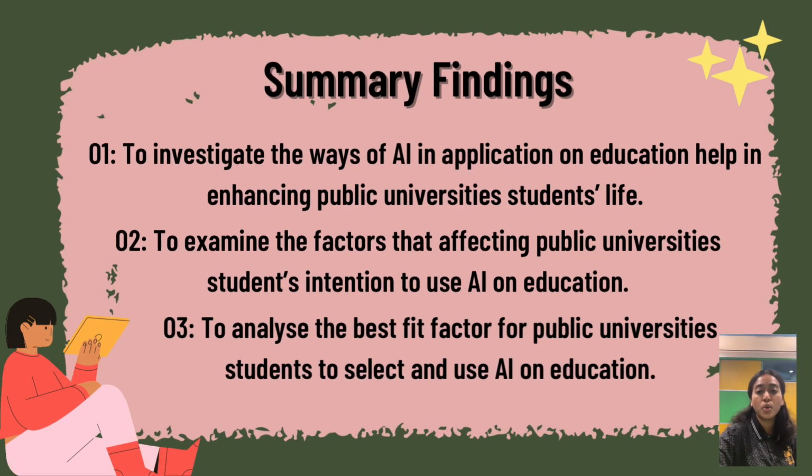Summary finding for objective 1. The goal of the study was successfully completed by examining the data using a descriptive analysis, which allowed the researcher to convey the findings using a more straightforward interpretation. There are 4 independent variables, such as perceived usefulness, perceived ease of use, perceived optimism, and perceived innovativeness, in the application of AI as a means to improve the life of public university students.